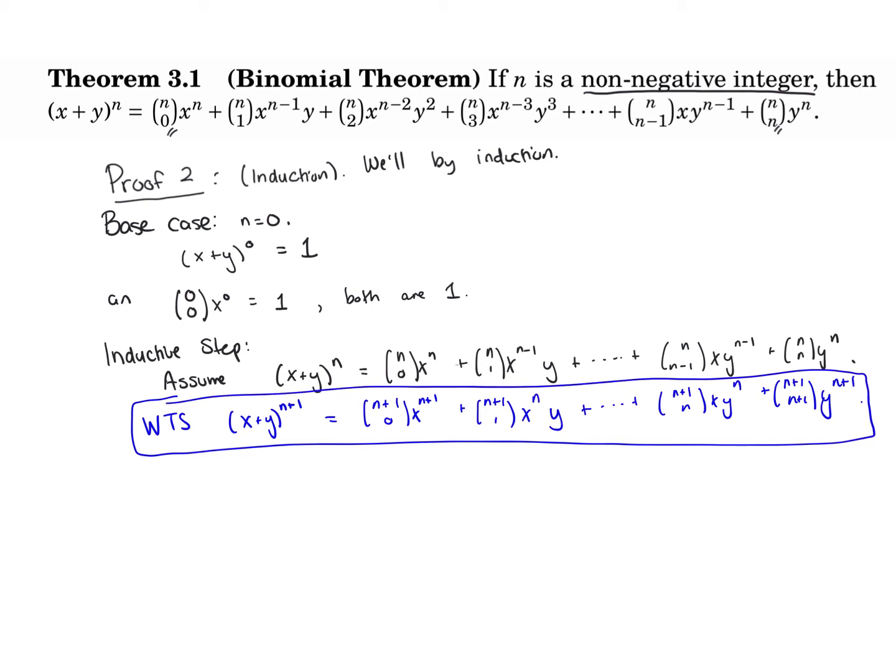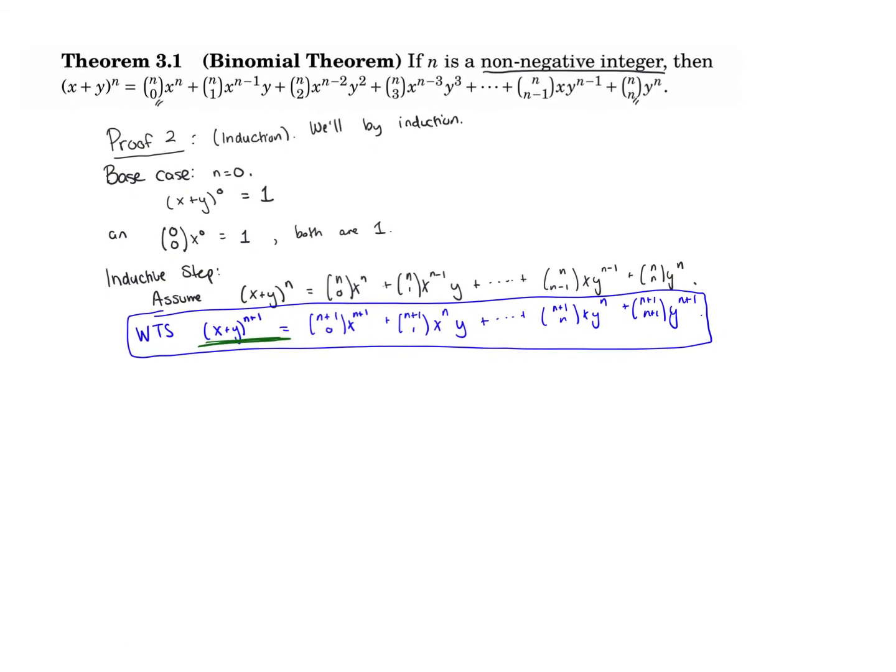So what am I going to do? I'm going to start with one side of my want to show. I'm going to say what that's definitely equal to, and we're going to hope that we can make it look like that. So I have an x plus y to the n plus 1. So I know that I can say something about what happens for x plus y to the n. So let's pull that x plus y to the n off, and then I just need to multiply that by an additional x plus y.